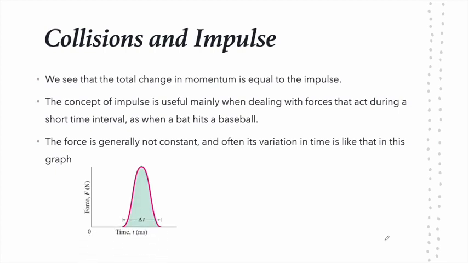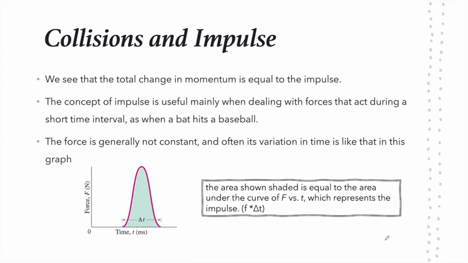So if I have a graph of force over time, then I can find the impulse by finding the area underneath the graph. So in a force versus time graph, this area right here is known as impulse.